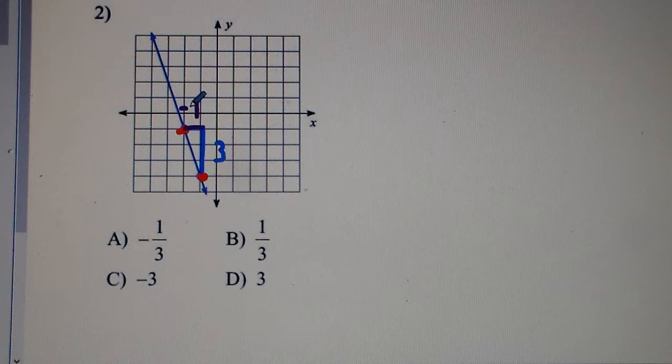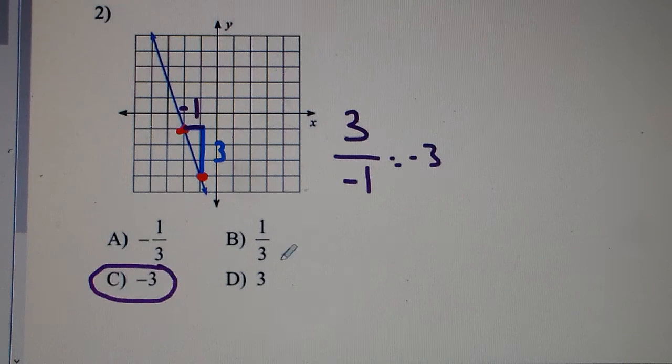So since it's going to the left, it's -1. So to the left will be negatives, and if we counted down, it'll be negatives. So the rise over run, it's going to be 3 over -1, and 3 over -1 simplifies down to -3. So 2 is C.